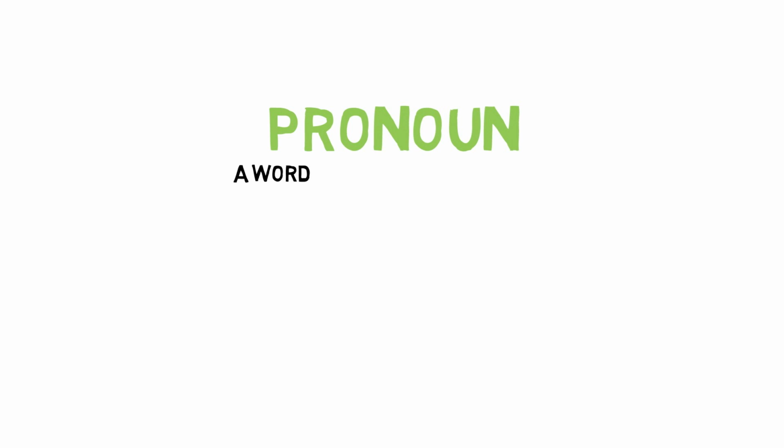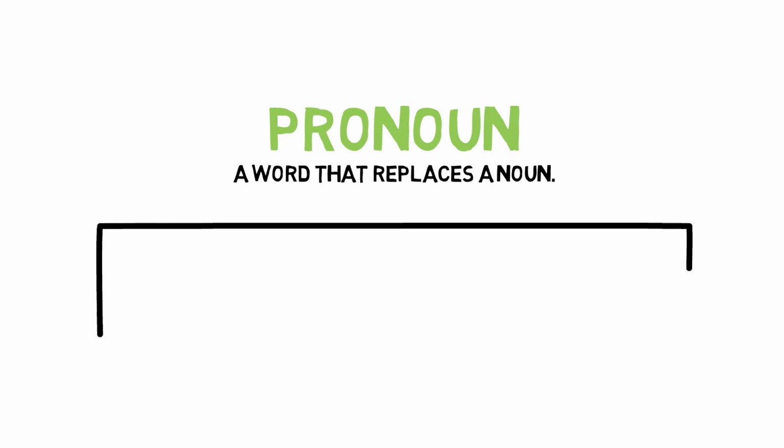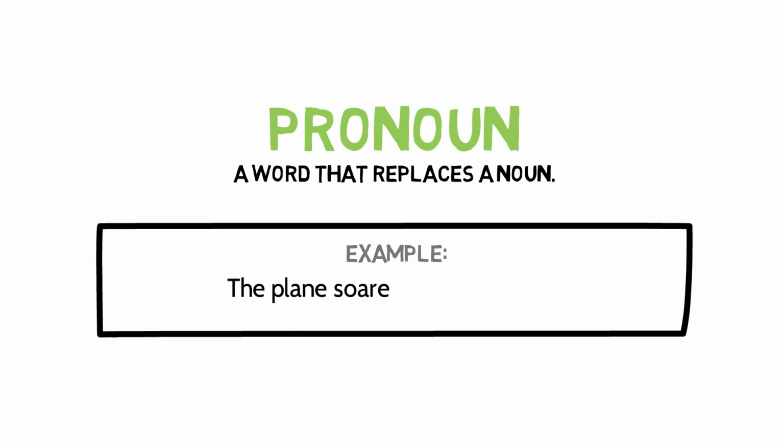Next, let's look at pronouns. A pronoun is a word that replaces a noun. Okay, so think back to the last video when we looked at what a noun is. A noun is the object in a sentence, the thing. So a pronoun is a word we can use instead of naming the actual object. Let's look at another example. The plane soared across the sky. Well, here we have 2 nouns, the plane and the sky.